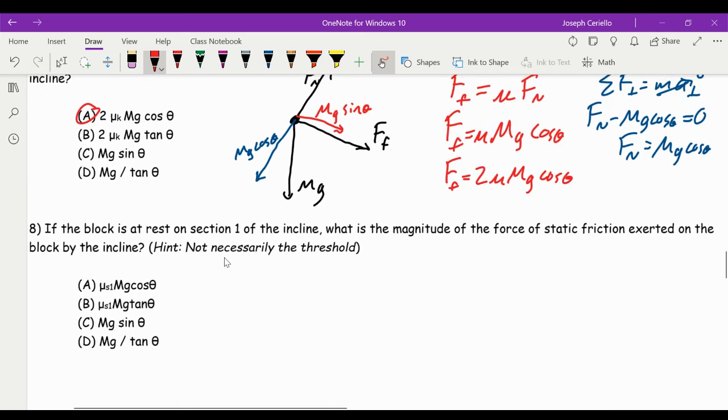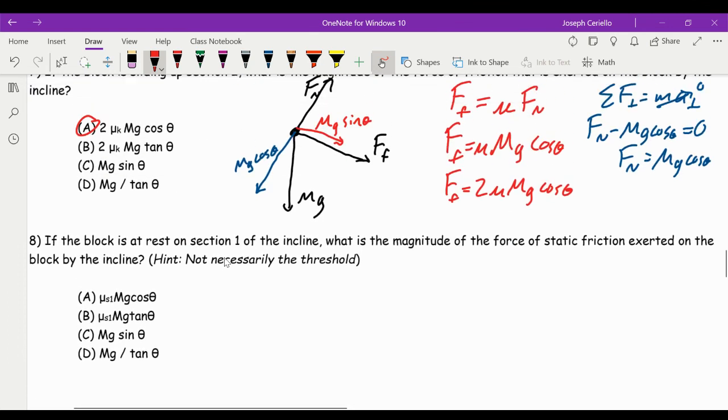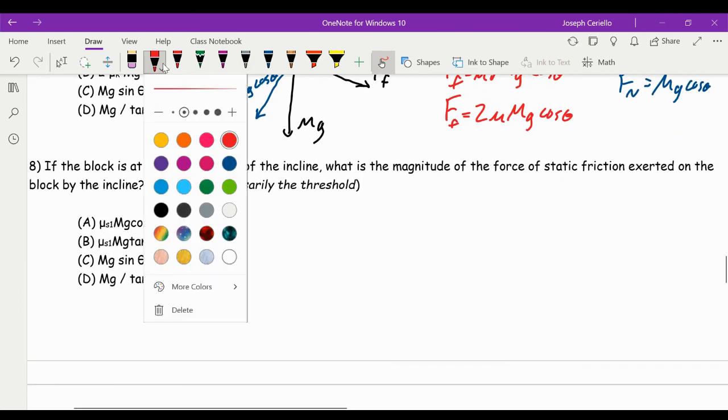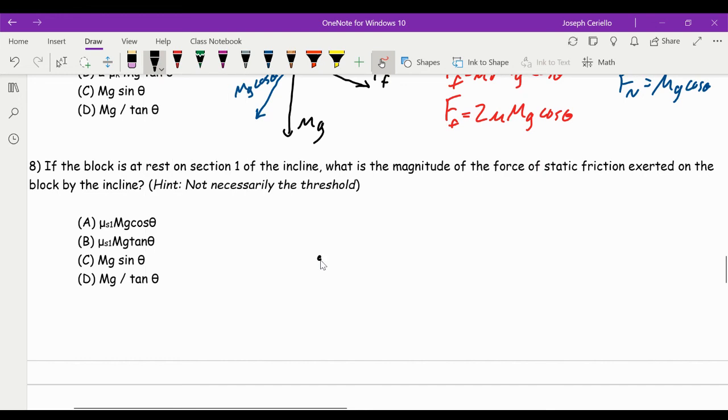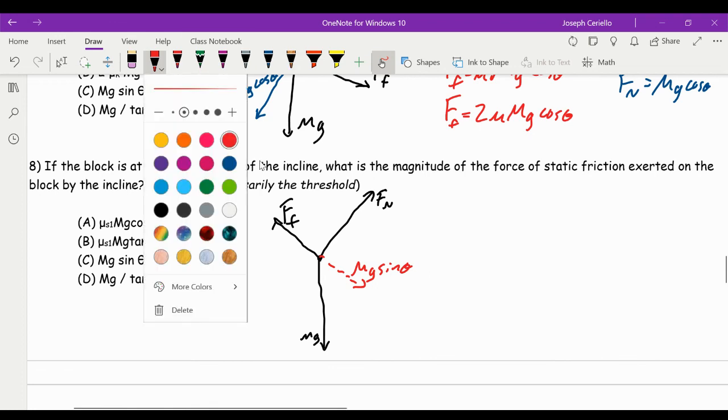So for the next one, it's mentioning if the block is at rest on the incline. If the block is at rest on the incline, our free body diagram is going to change slightly. We still have gravity pulling down, label that mg, and we still have the normal force perpendicular to the surface. But think about which way friction is acting. Friction is opposing motion. If it's at rest, friction is what's keeping it on the incline. It keeps it from sliding down. So our frictional force would actually be this way. Now let's add in mg sine and mg cosine. So mg sine theta would be this way, parallel to the incline, and mg cosine theta would be perpendicular to the incline.